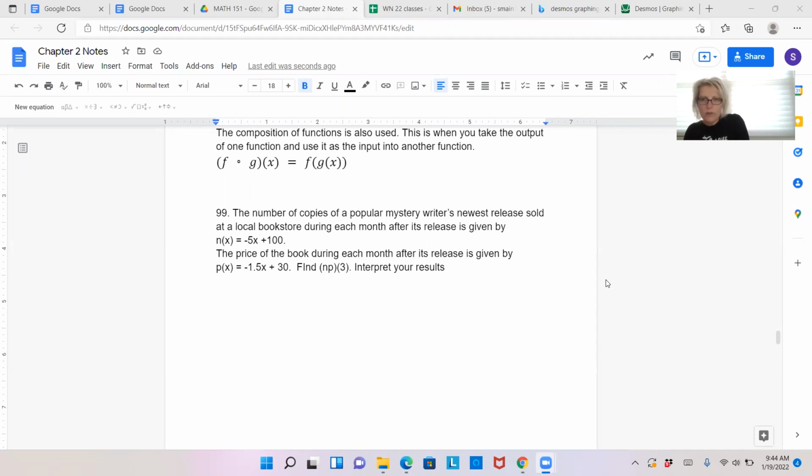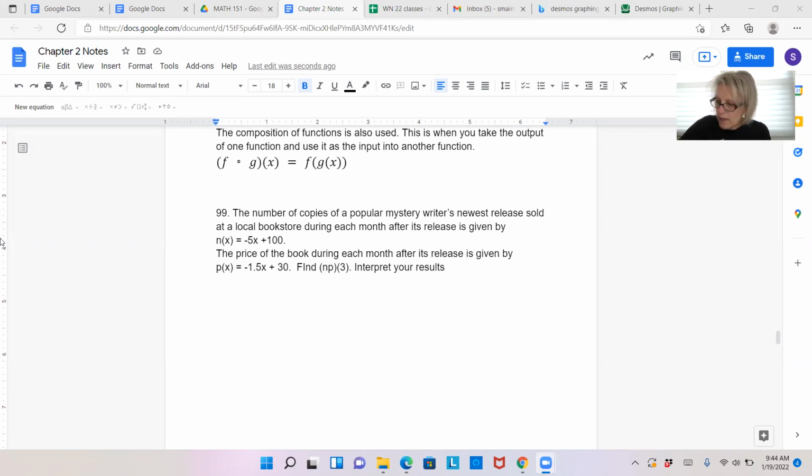Okay, we're down to the last two problems we're going to work on. Number 99 in the book, on page 163, it says the number of copies of a popular mystery writer's newest release sold at a local bookstore during each month after its release is given by this function n, the number of copies. And the price of the book during each month after its release is given by this p. Find n times p and evaluate it at 3 and interpret your results.